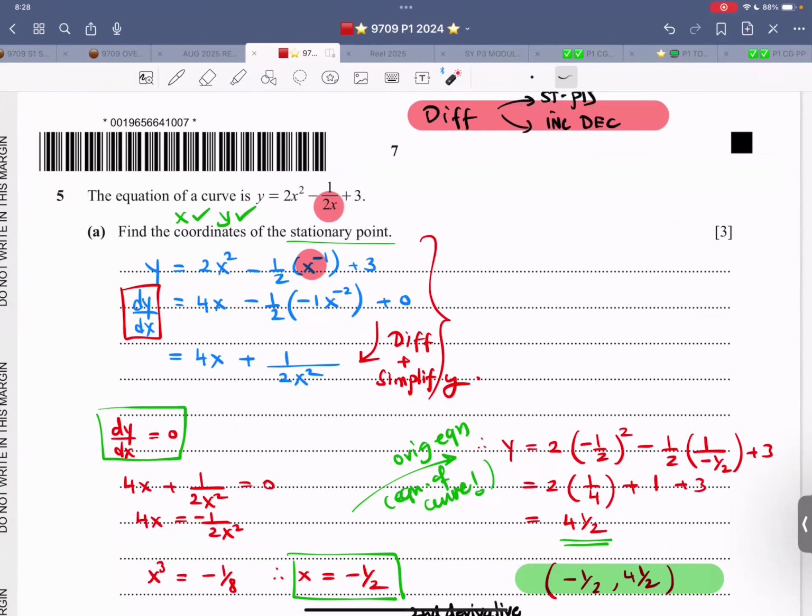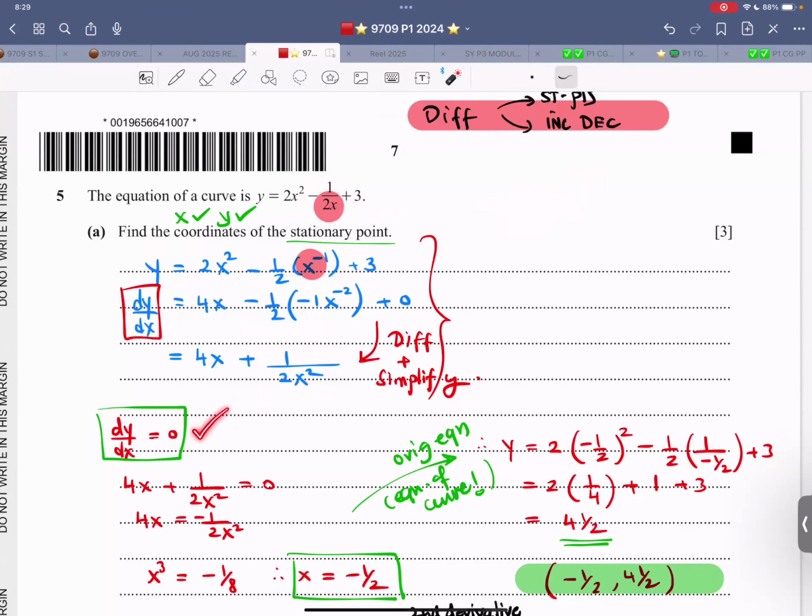It says the equation of a curve is y equals 2x squared minus 1 over 2x. So now keep in mind, minus 1 over 2 remains as it is, x raised to the power of negative 1. So make sure that you write it properly. Plus 3. Find the coordinates of the stationary point. So y is this thing, dy by dx is this thing. Again, differentiate and simplify. For some things, first simplify, then differentiate.